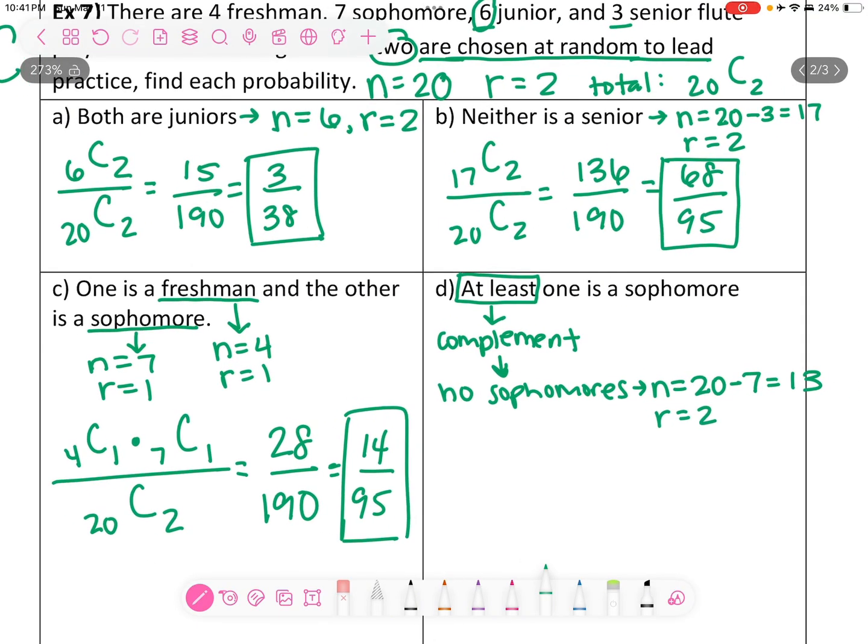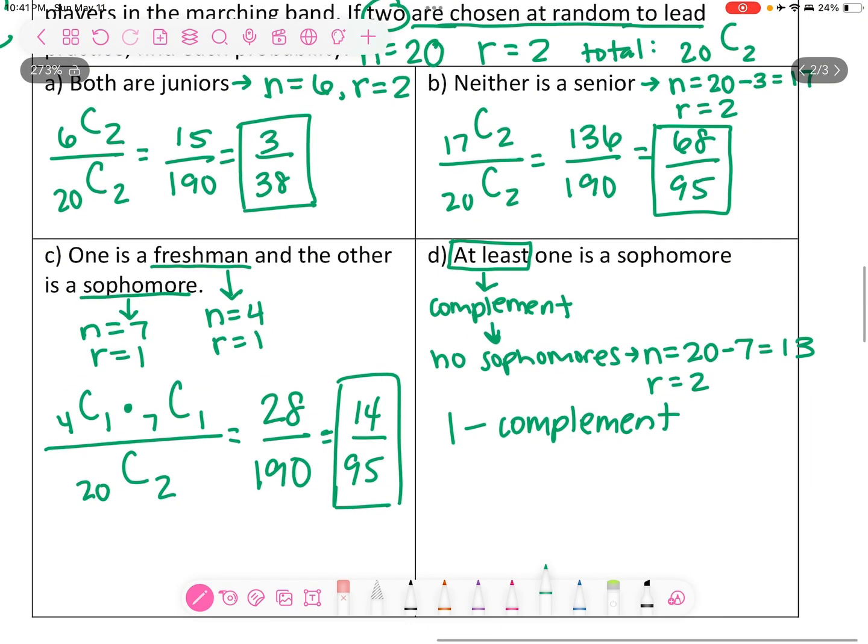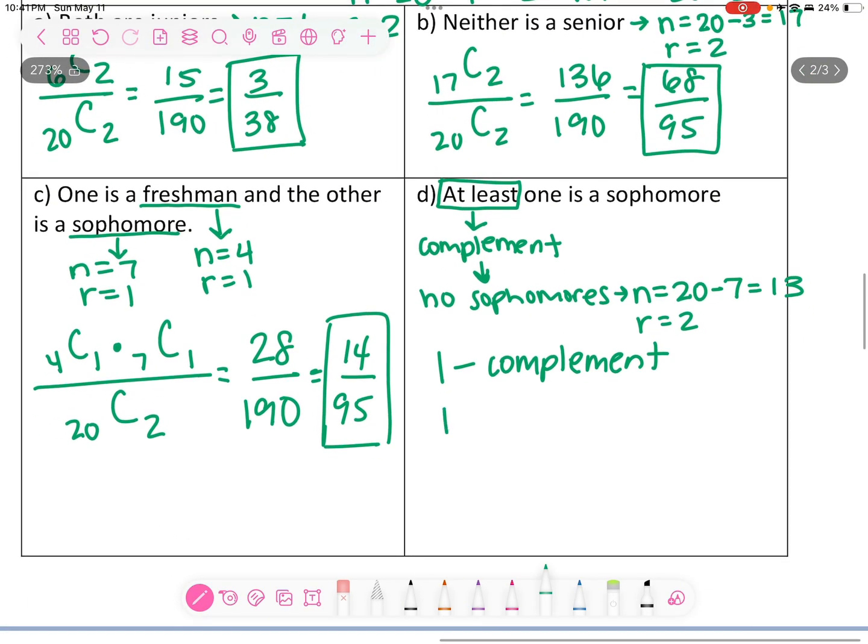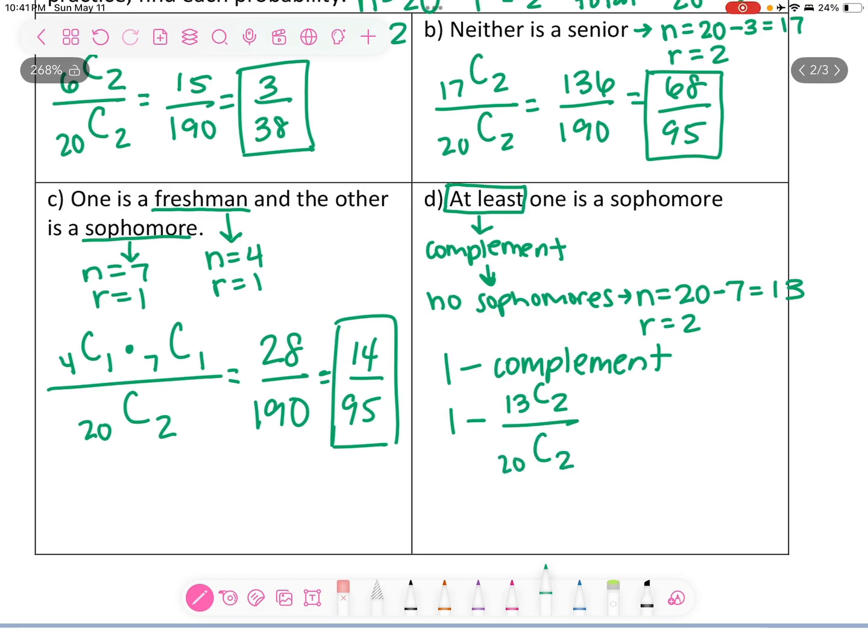But remember, when we do this probability, we have to do 1 minus our complement. So we have to do 1 minus the complement that we just found, right? And that will give us the probability of the actual scenario itself. So it's going to be 1 minus the 13 choose 2 over the 20 choose 2. When we simplify the combinations, we get 1 minus 78 over 190. And again, you can always do this by hand by getting that common denominator, 190 over 190, subtracting 190 minus 78, and then simplifying from there. But I can do the whole thing in the calculator, and I can get 56 over 95 as my simplified fraction, and I'm done.